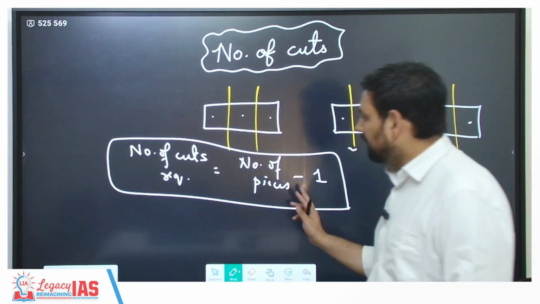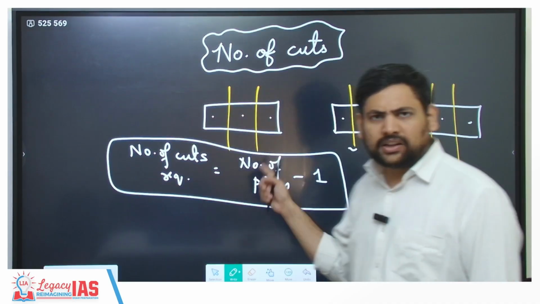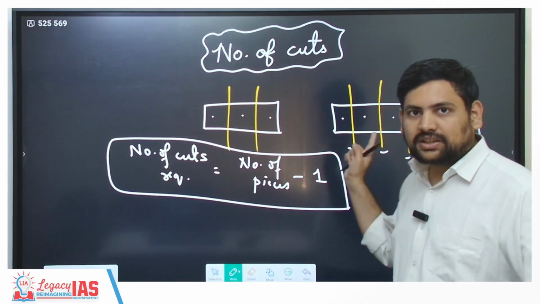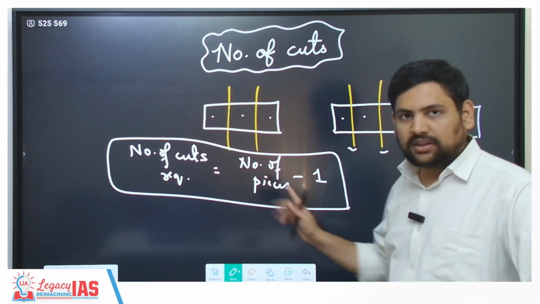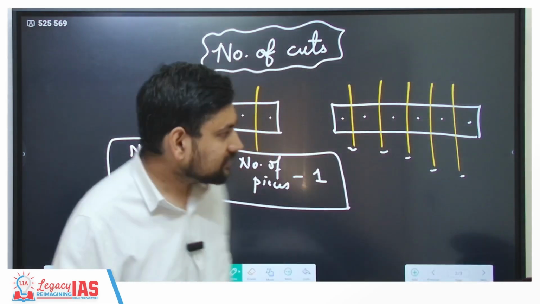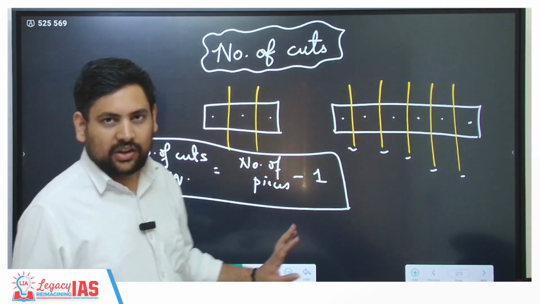Okay, so if I want 3 pieces, how many cuts will I require? 3 minus 1, that is 2. Similarly, if I want 6 pieces, how many cuts do I require? 6 minus 1, 5. Like this. Understood? Now, once you get this, note that this is for 1D, 2D objects.